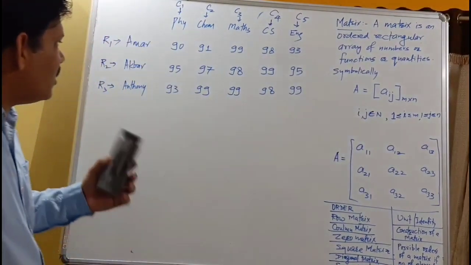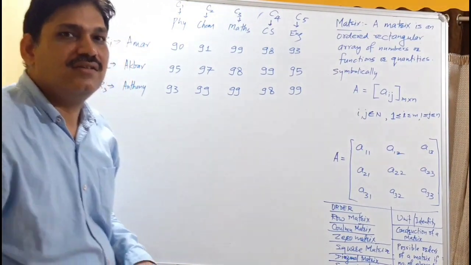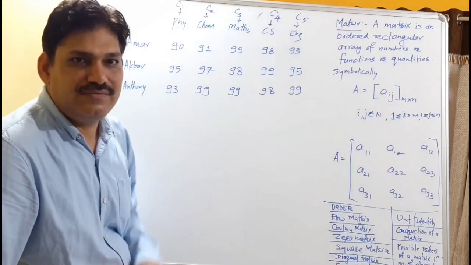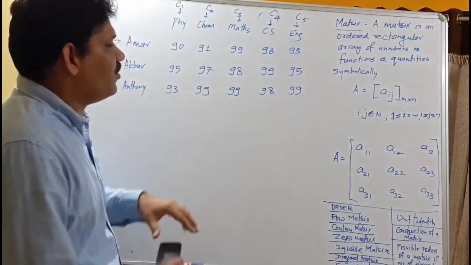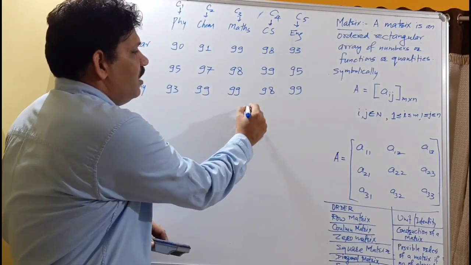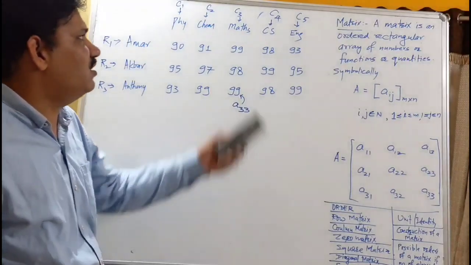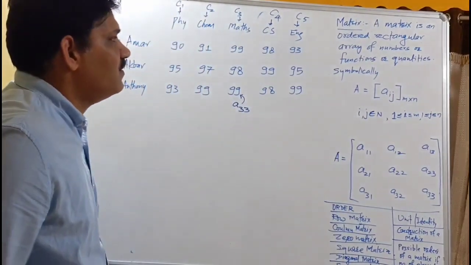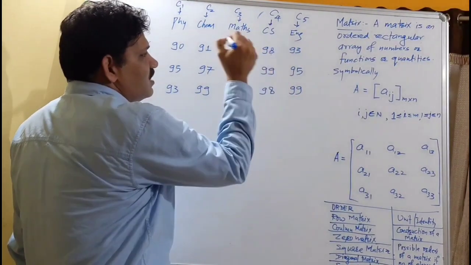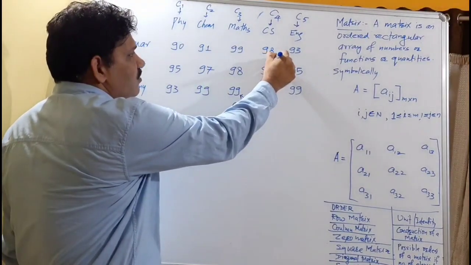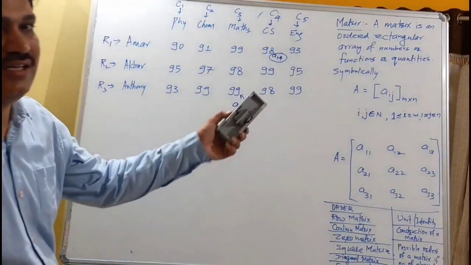If somebody asks you what are the marks of Anthony in the subject maths, Anthony is in the third row and maths is in the third column. So the entry corresponding to the third row and third column is the marks of Anthony in the subject maths. In the same way, if somebody asks you what is the marks of Amar in the subject CS, Amar is in first row and fourth column, so this is entry A14, that is 98.